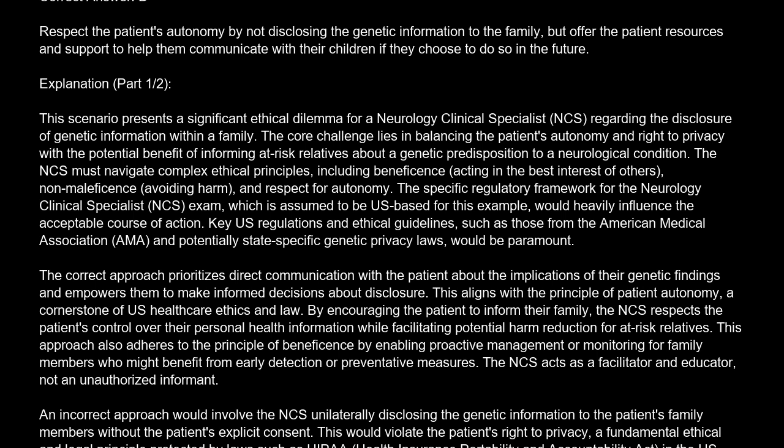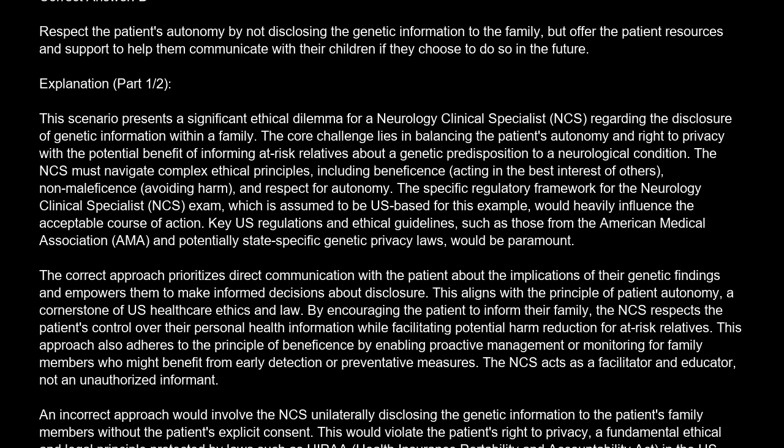This aligns with the principle of patient autonomy, a cornerstone of U.S. healthcare ethics and law. Encouraging the patient to inform their family, the NCS respects the patient's control over their personal health information while facilitating potential harm reduction for at-risk relatives.